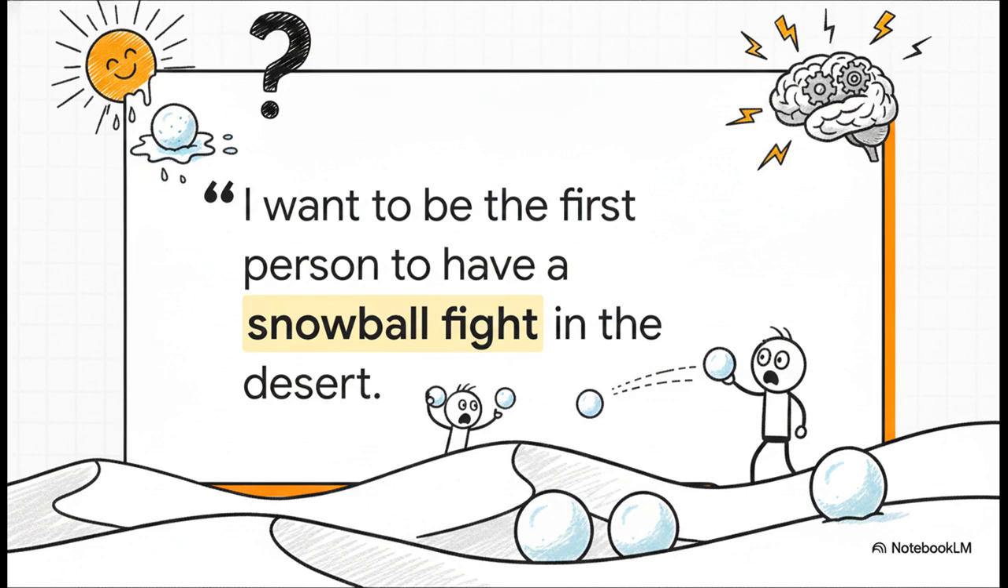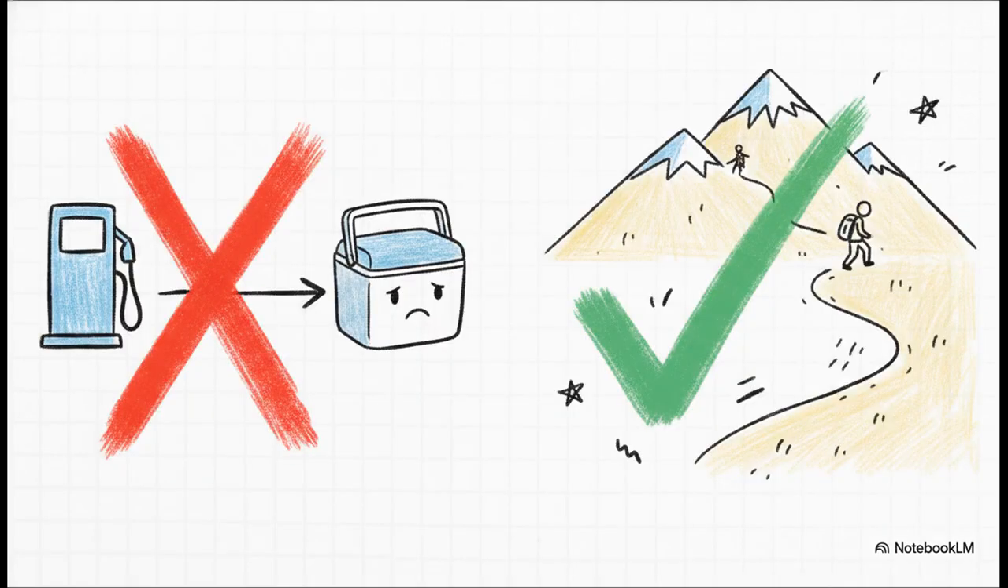Wait, how's he going to have a snowball fight in the blazing heat? Where is he getting the snow? To get those answers, the viewer basically has no choice but to keep watching. And that leads us perfectly into the P of our framework, progression.